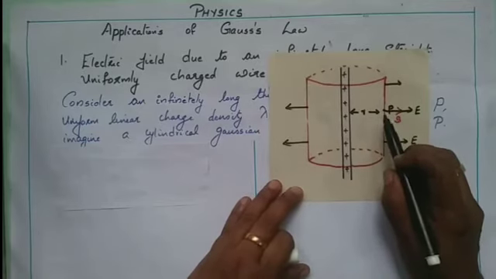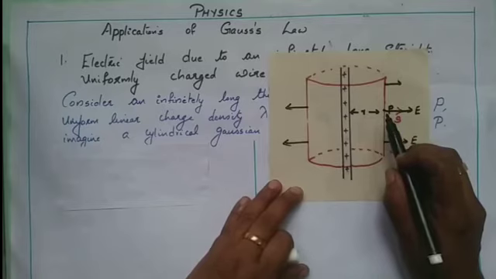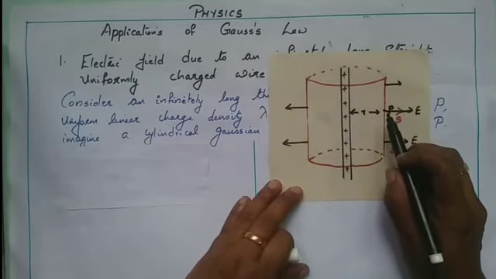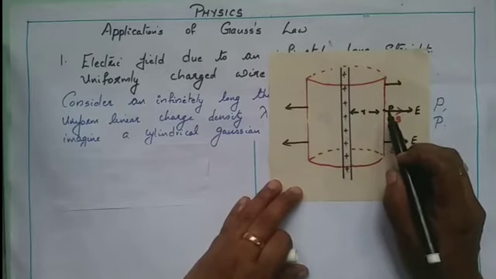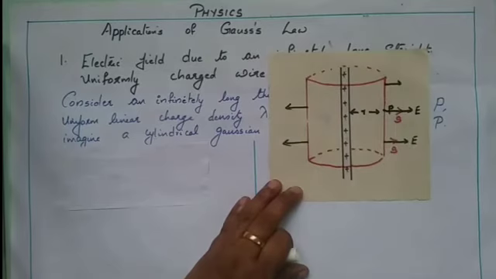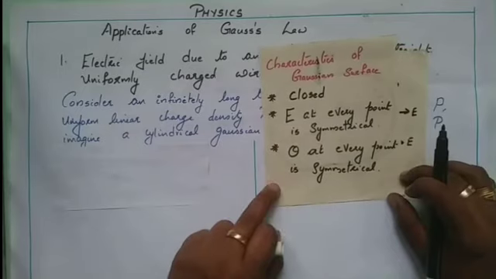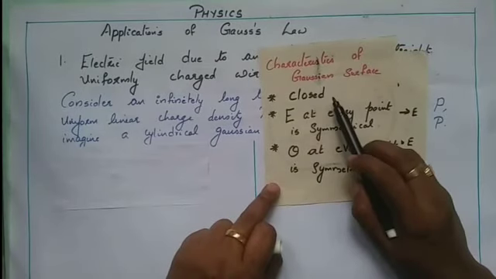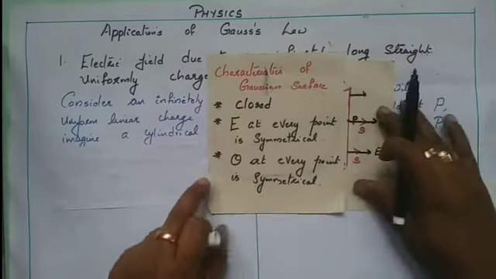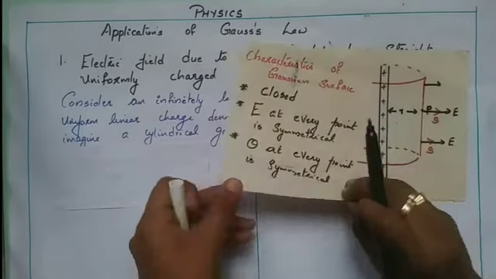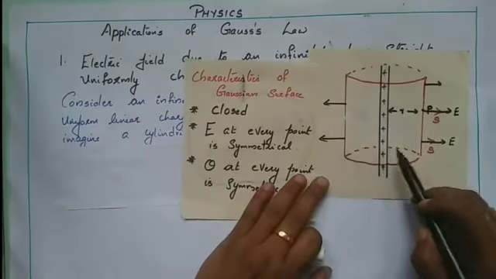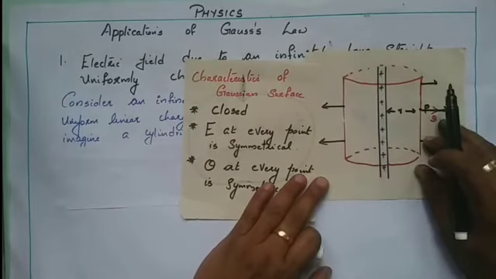According to Gauss's theorem, the total flux is equal to 1 by epsilon 0 times the charge enclosed by the closed surface. So here we can assume a closed surface, and that surface is called a Gaussian surface. The important characteristics of a Gaussian surface are, first, the Gaussian surface should be closed. The cylindrical Gaussian surface is a closed one.